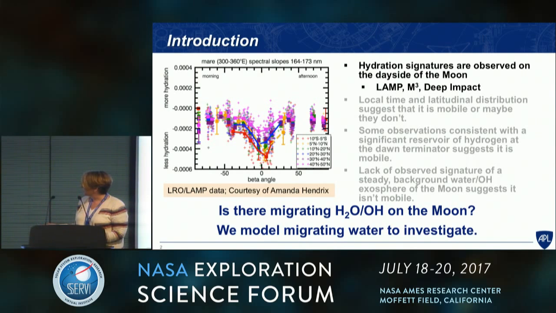And there are observations that there's a lack of a steady background water exosphere of the moon, which suggests that there isn't water hopping around on the moon. So we want to try to bring some of these disparate observations together through modeling of water migrating on the moon.